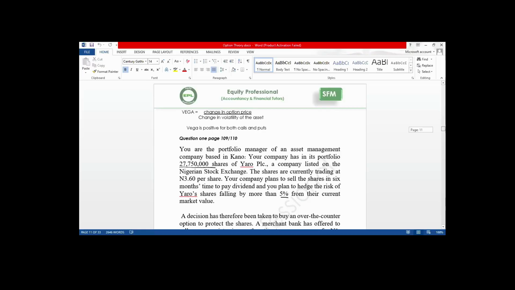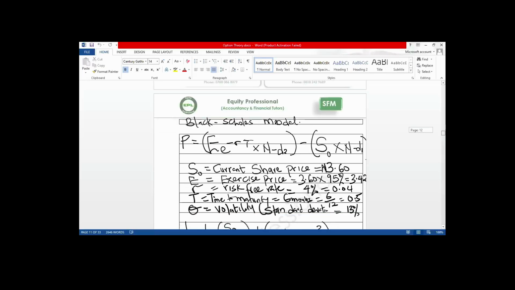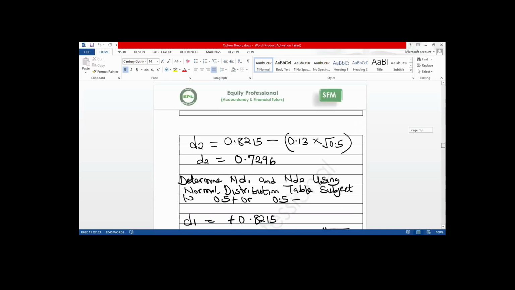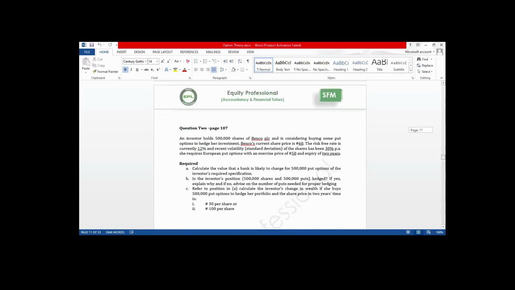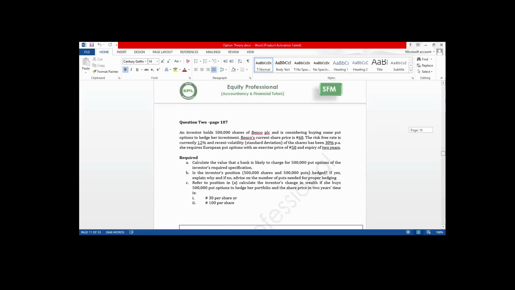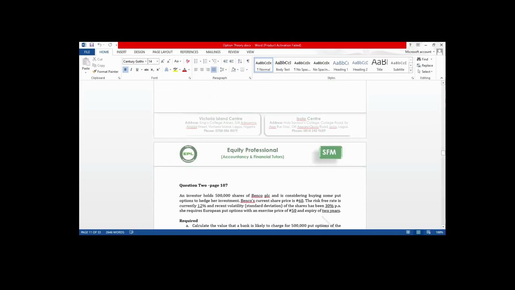Last week, we looked at question number 1, page 110. Tonight, we are looking at question number 3. Please check question 3. I think page 111.